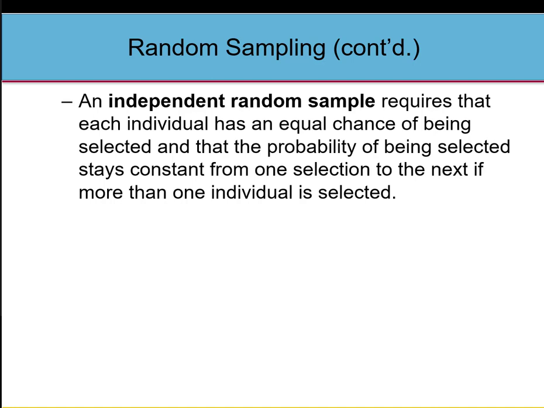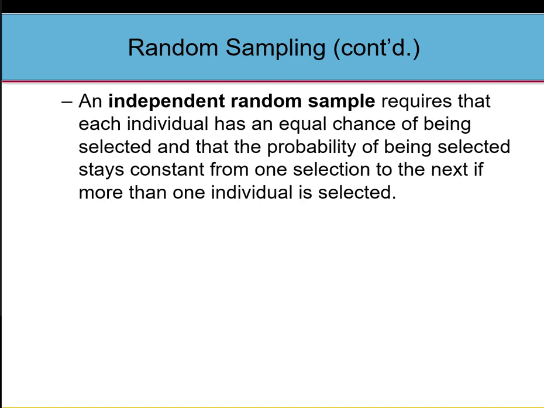What does that mean? That means that each time somebody is selected, you put them back into the pot so that the same probability of being selected the next time remains constant. It's called sampling with replacement or sampling without replacement.